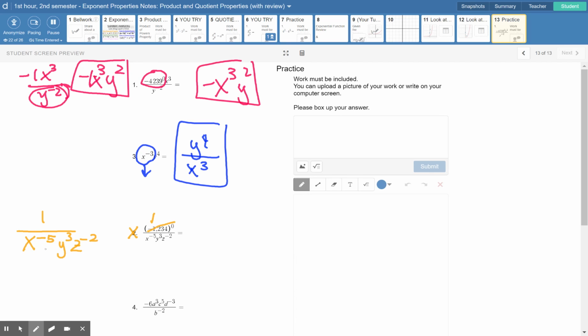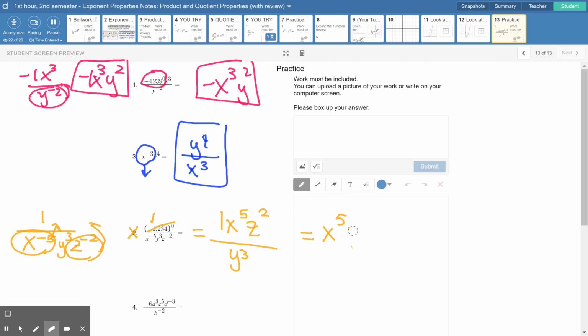Now let's look at negative exponents. We have 2 of them. They're both on the bottom, so both need to move top. Now you can keep that 1, but usually on multiple choice tests, they don't have the 1. So you could just write x to the 5th. Sorry, that should say z to the 2nd divided by y to the 3rd.